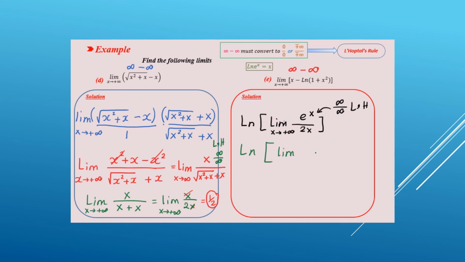Then you will get ln of limit e to the x divided by 2 when x goes to positive infinity. Again, by direct substitution, you will get e to the infinity, which is infinity over 2, which is infinity. So the limit inside equals infinity, and we have ln of positive infinity that gives us plus infinity. And this is the final answer for part E. And that's it. Thank you.